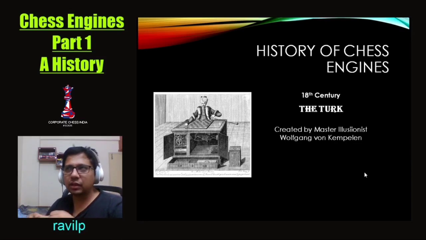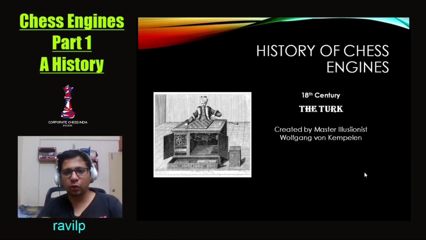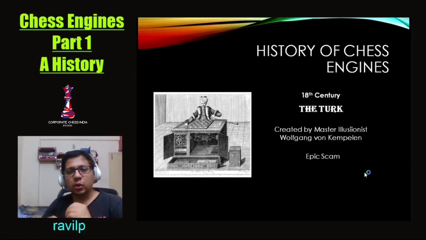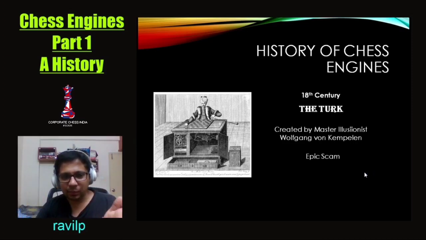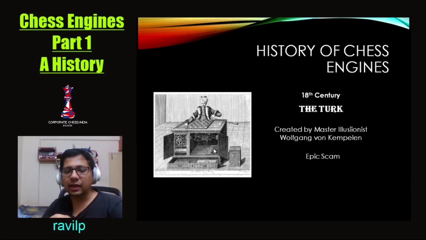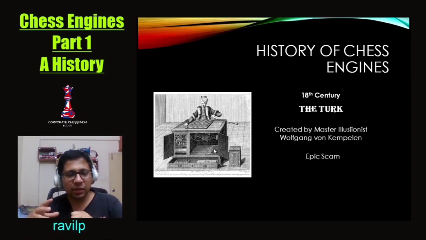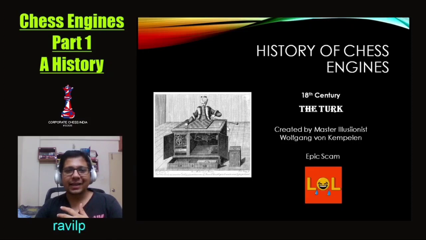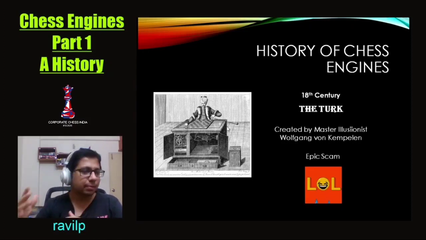This particular machine roamed around a lot of Europe, going and beating masters and all of that. But this turned out to be an epic scam. What Wolfgang von Kempelen had done was he created a compartment inside the machine, as you can see in the picture, and that's where a chess master would sit. With the help of pulleys and buttons and all those things, the chess master could actually control this human-like thing to make moves on the board, so that it looked like the machine is making the moves. And that's how he fooled a lot of people back in the 1700s.